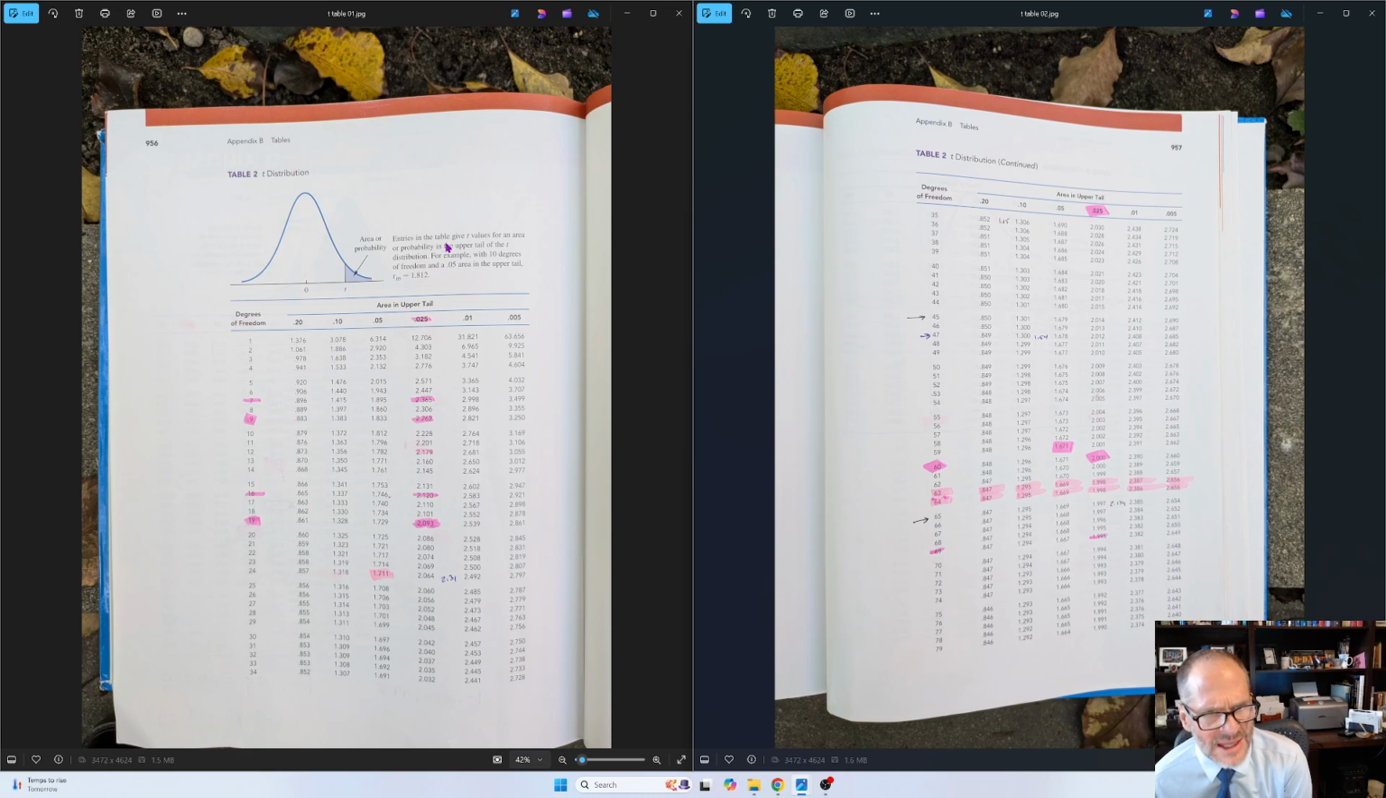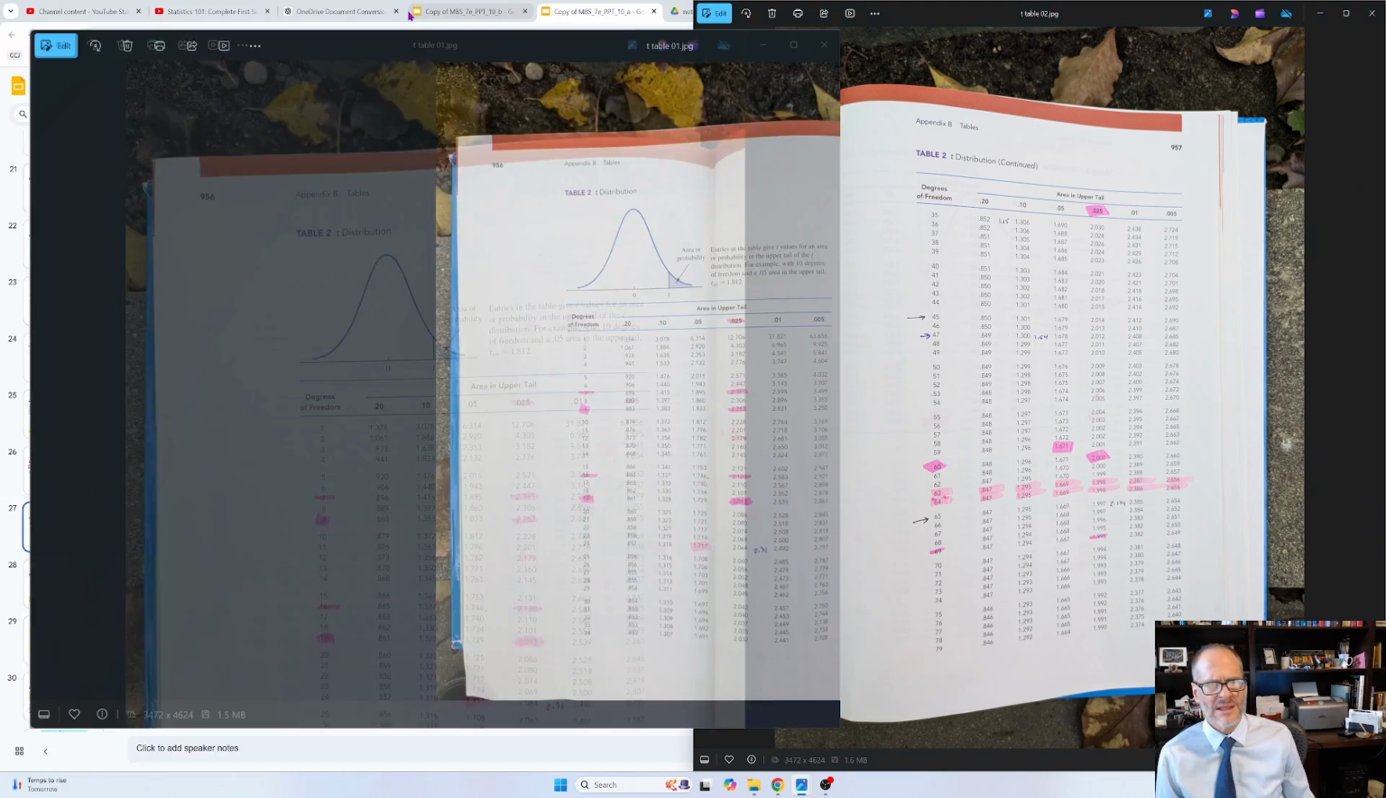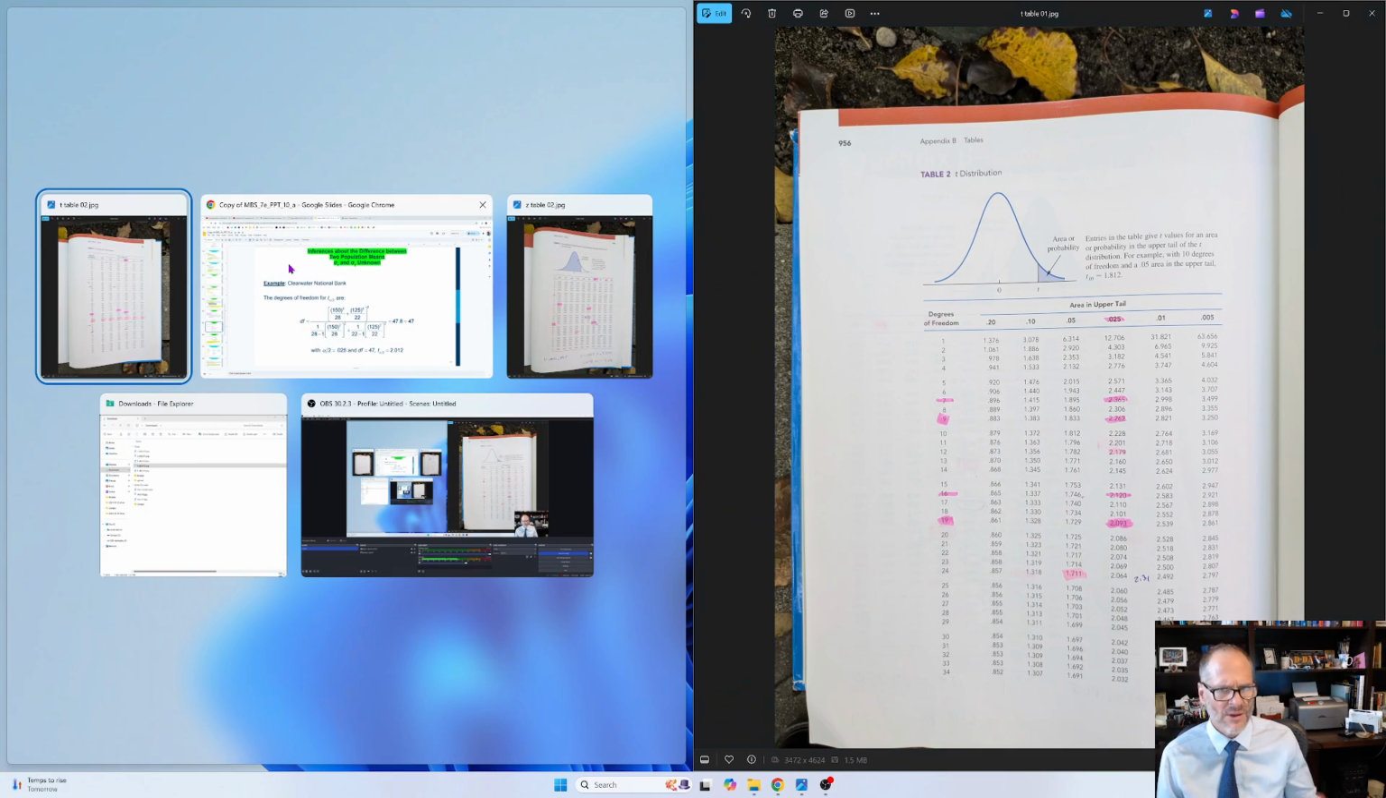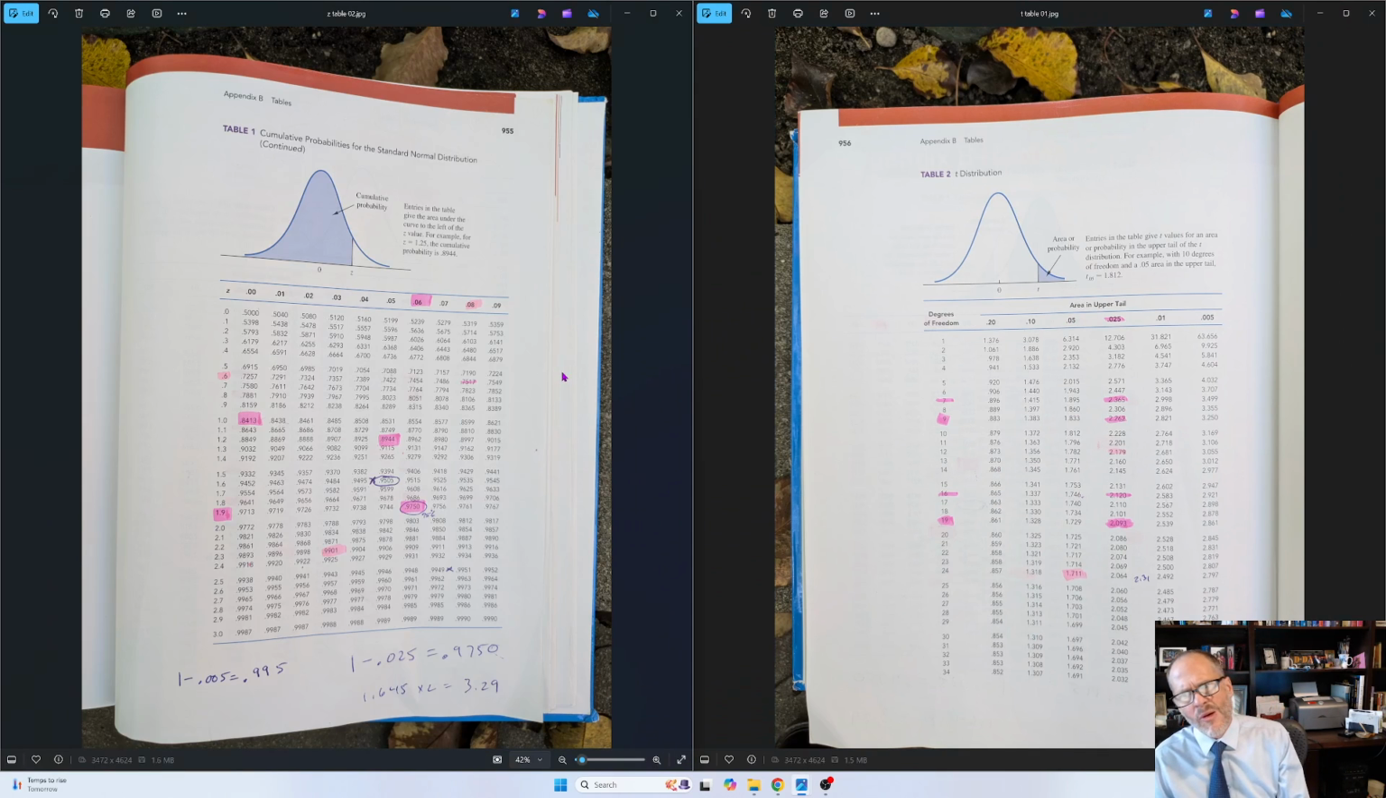And so entries in the table give t-values for an area of probability in the upper tail of the t-distribution. For example, 10 degrees of freedom and a 0.05 area in the upper tail, t is equal to 1.812. So just notice how this is different than the z-table. So we're just going to bring this back over and then grab the z-table, right? And they just work differently. So pause the video and try to wrap your head around that.